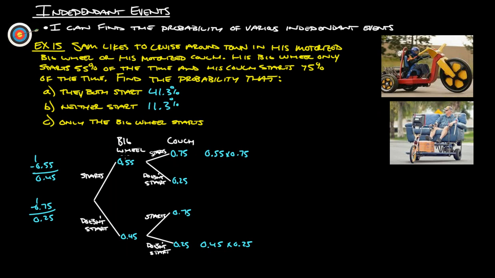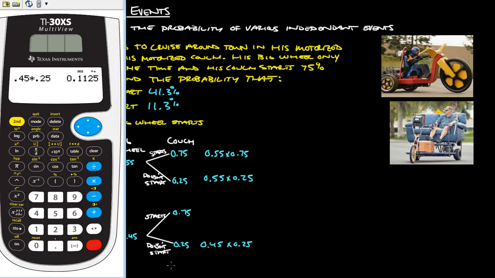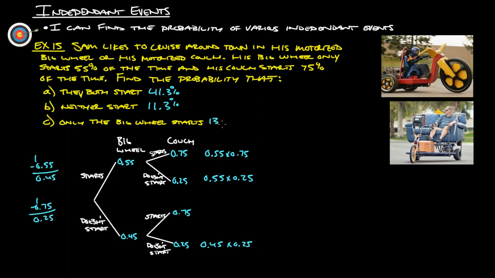And then the probability that only the big wheel starts, so that would be start and then doesn't start for the couch, that's going to be 0.55 times 0.25. So we can pull our calculator back up. 0.55 times 0.25 gives us 13.8% of the time that only the big wheel starts. Okay? All right, got one more example, but before we do that, let's do a quick comedy break.